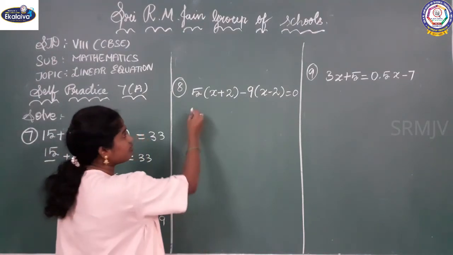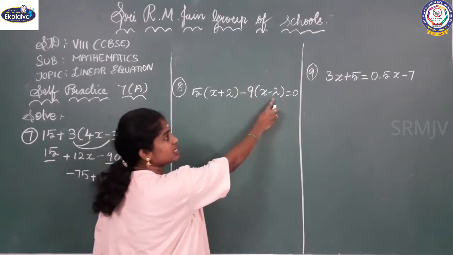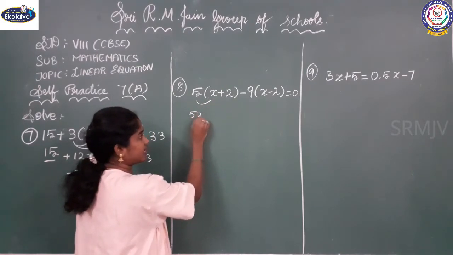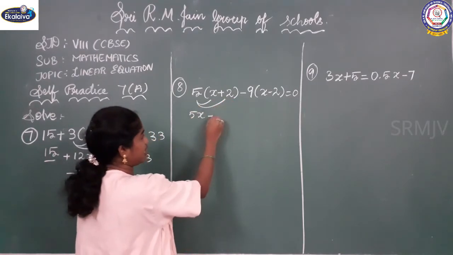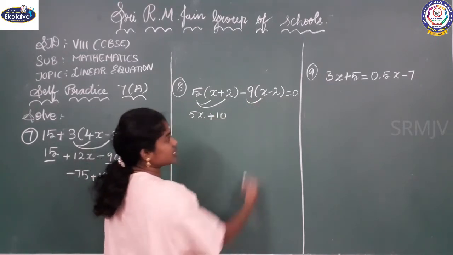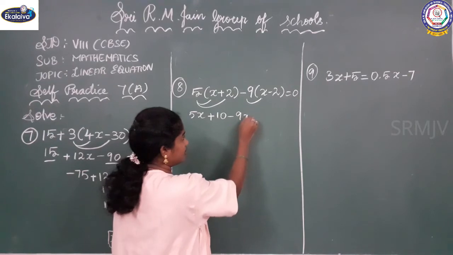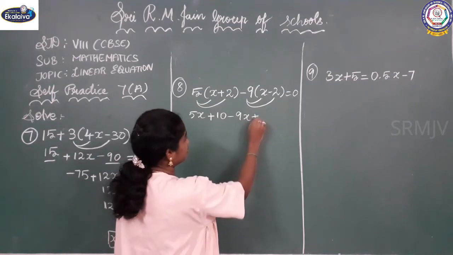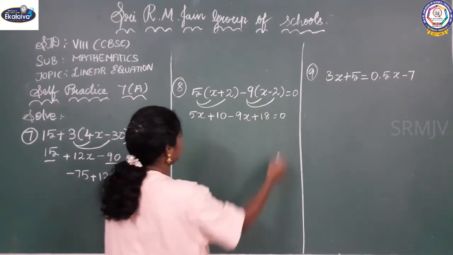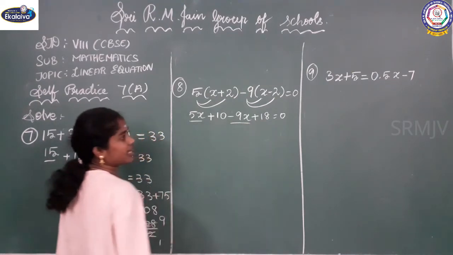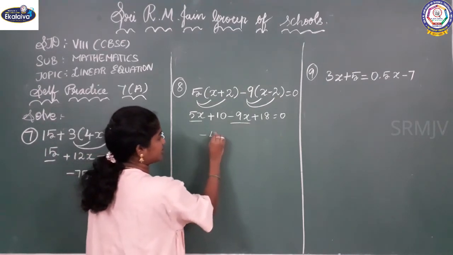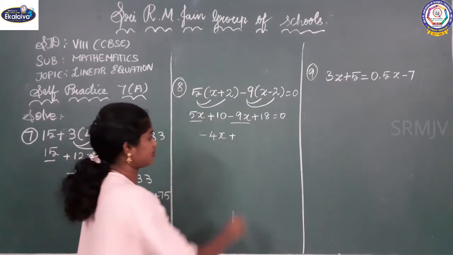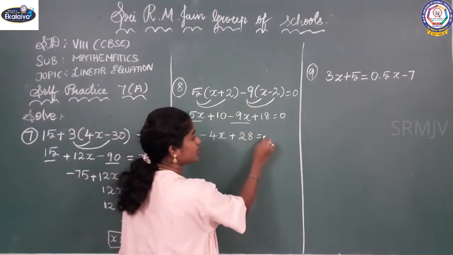Listen to this. 5 into x plus 2 minus 9 into x minus 2 is equal to 0. So 5 into x, 5x. 5 into 2, 10. Minus 9 into x, minus 9x. Minus 9 into minus 2, plus 18 is equal to 0. Now you see 5x minus 9x, minus 4x, plus 10 plus 18. What you will get? Plus 28 is equal to 0.